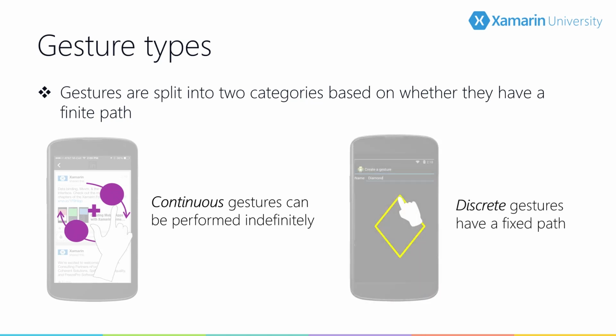In contrast, discrete gestures have a fixed path. When that path has been followed, the gesture is considered complete. And if the path is deviated beyond a specific threshold, the gesture will need to be restarted.